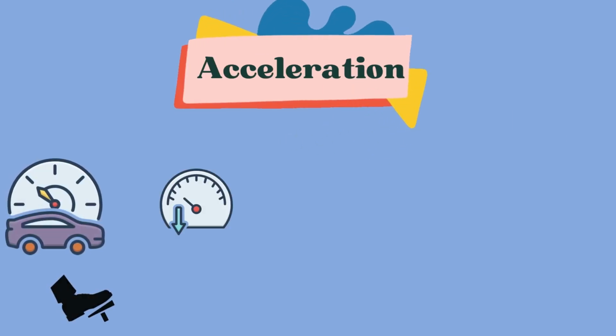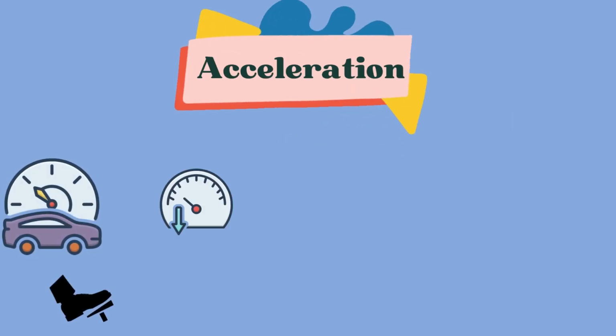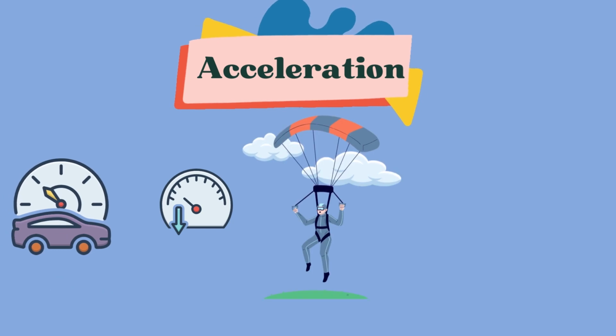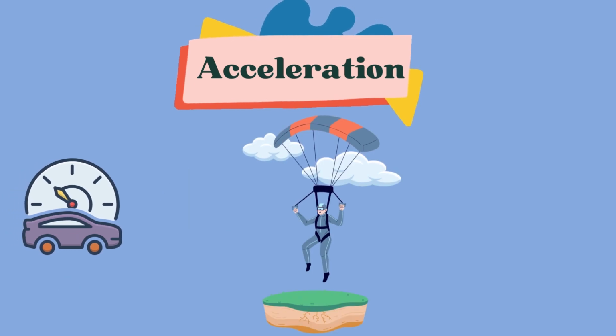Another family of vectors is acceleration, a vectorial quantity as well. You're familiar with that. It's like when your car accelerates, it has direction and magnitude. Sometimes you accelerate too much, right? When you jump out of an airplane with a parachute, you are always moving downward with a specific acceleration of 9.8 meters per second squared.